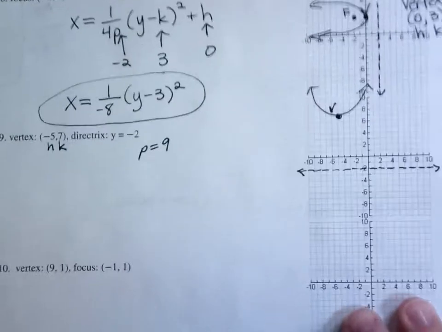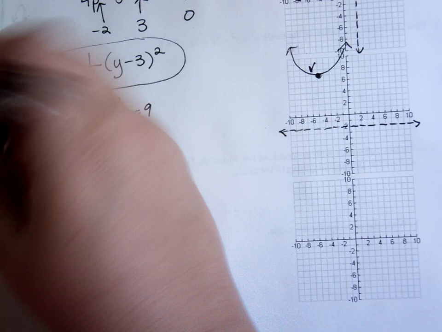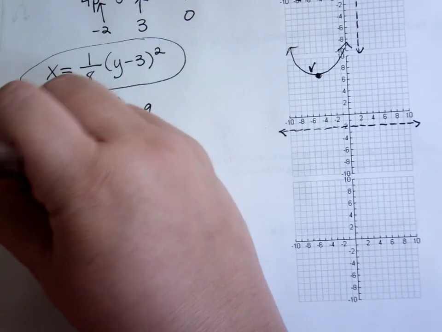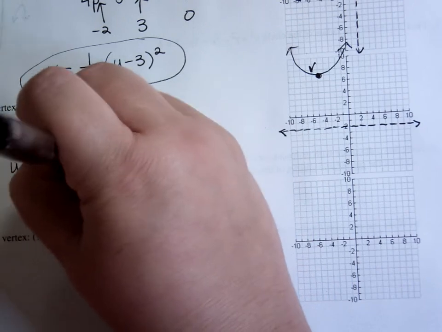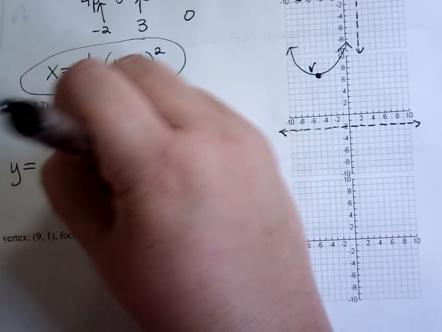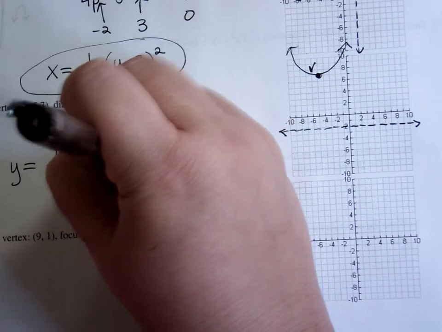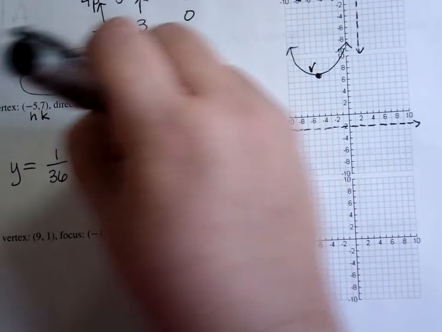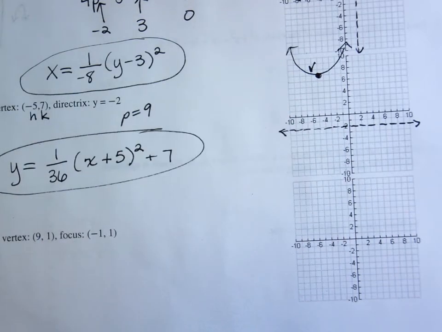+9. It's up and down, so I'll start with y. Y equals 1 over 4 times P is 4 times 9. X minus a -5 is x plus 5. And then plus 7. And that's my equation.